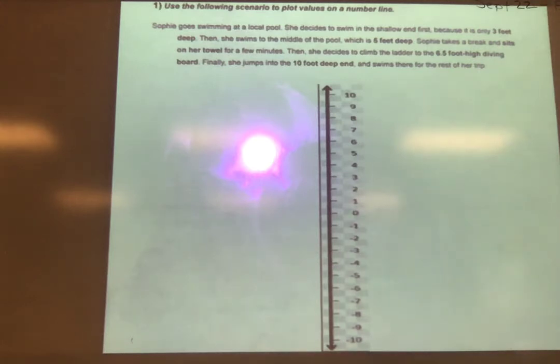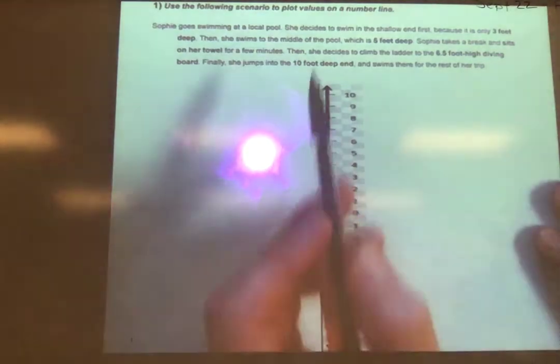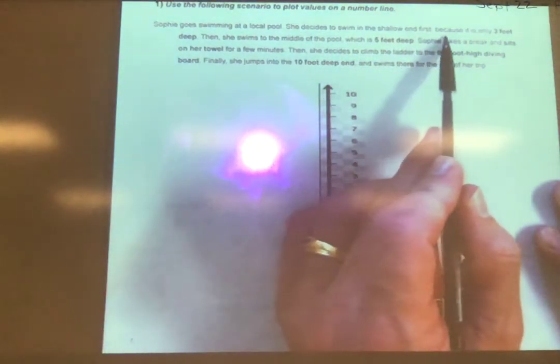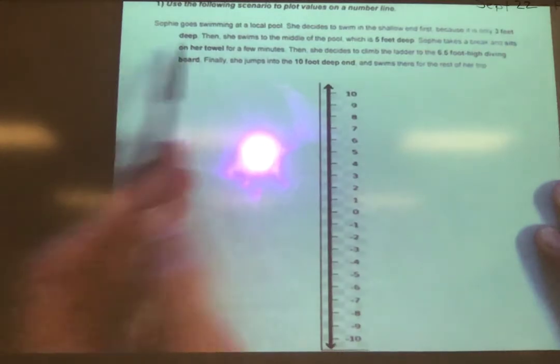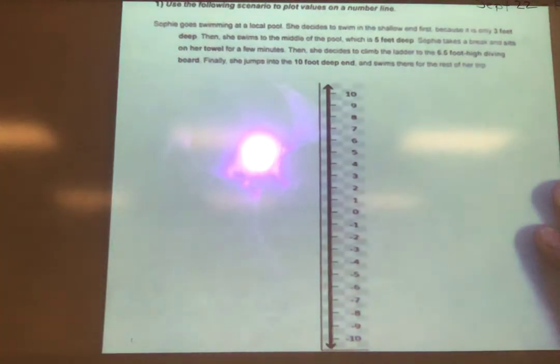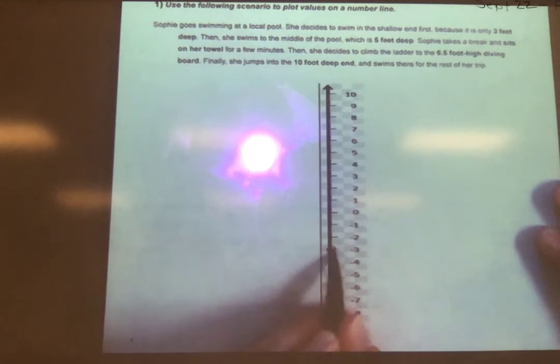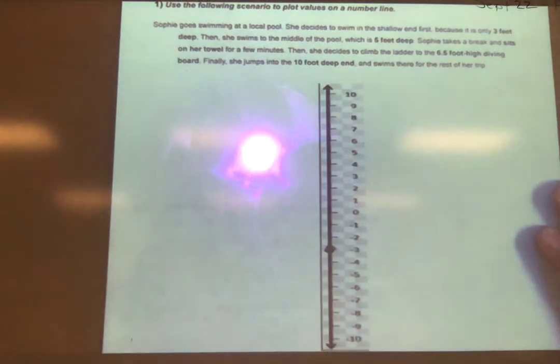Sophie's going to the swimming pool and she's going to swim in some different spots. So our job is to mark on this number line where she's at. Okay, so I'm going to start out here at the beginning where it says she decides to swim in the shallow end first because it is only 3 feet deep. Okay, and then I'm going to mark that location. So 3 feet deep means we're on the negative side because she's under the level ground. So she's at a -3. And mark my spot right there at this location.